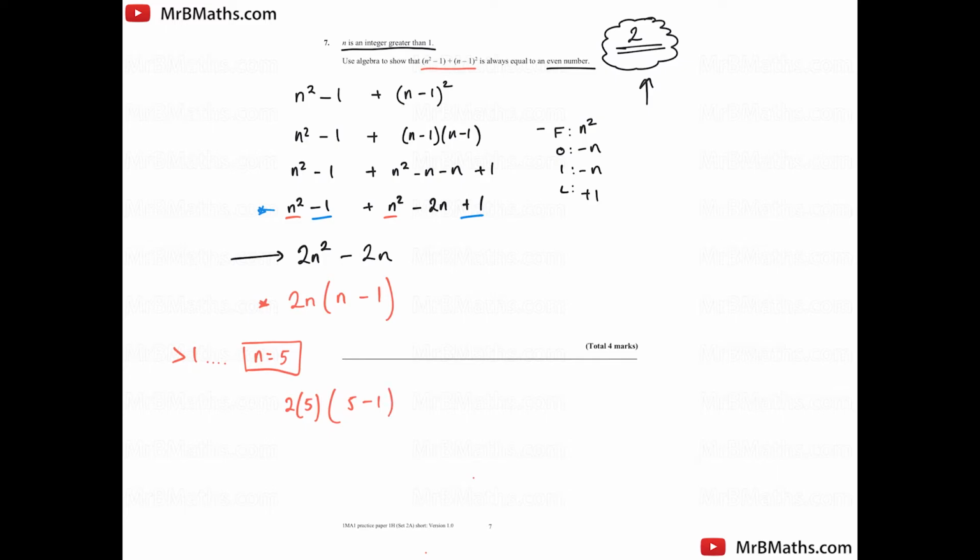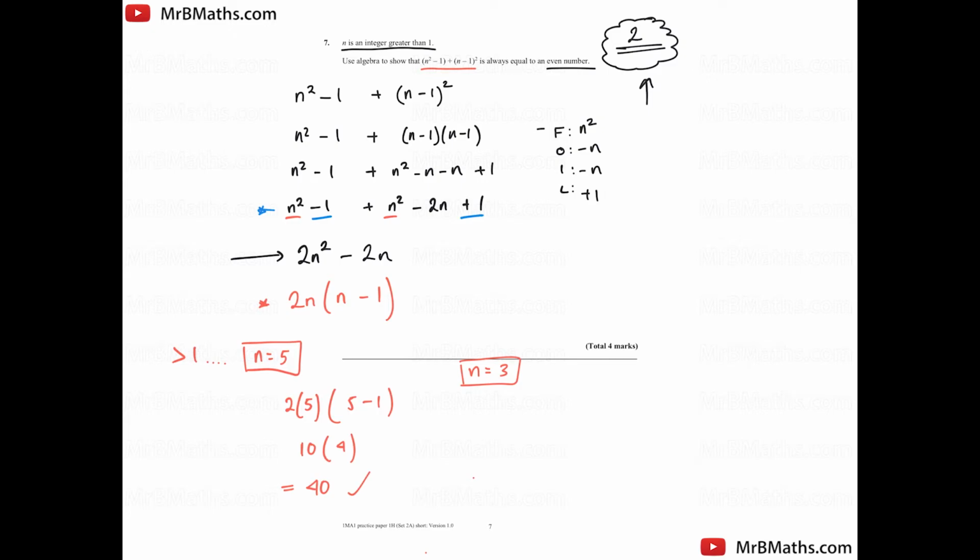So if we do 2 times 5, that will give us 10. Open bracket 5 minus 1 will give us 4. And then 10 times 4 will give us 40. Well, that's given us an even number, hasn't it? Let's try n equals 3.